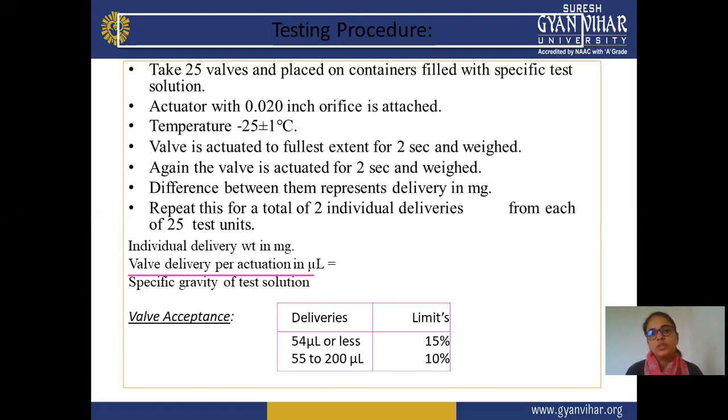An actuator with a 0.02 inch orifice is attached. The actuator is also attached, at a specific distance. For the actuators, a 0.020 inch orifice is required. Next is temperature: 25 degrees plus or minus 1 degree Celsius is required. The valve is actuated to the fullest extent for 2 seconds and then you wait. It means you fully depress the valve for at least 2 seconds, weigh it, and again the valve is actuated for 2 seconds and then wait.